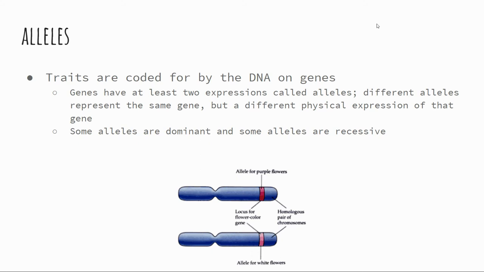So alleles are traits that are coded for by DNA on genes. Genes have at least two expressions called alleles. Different alleles represent the same gene, but a different physical expression of that gene. Some alleles are dominant and some alleles are recessive, and that's going to lead us into when we talk about Punnett squares: dominant, homozygous dominant, heterozygous, or homozygous recessive.